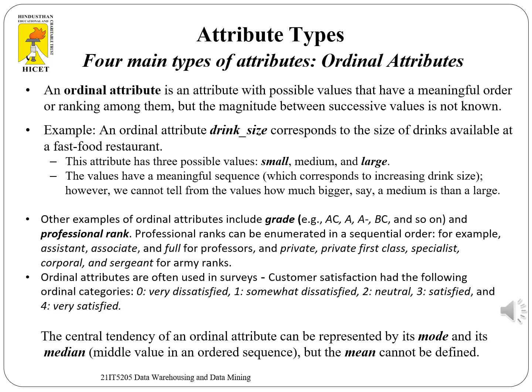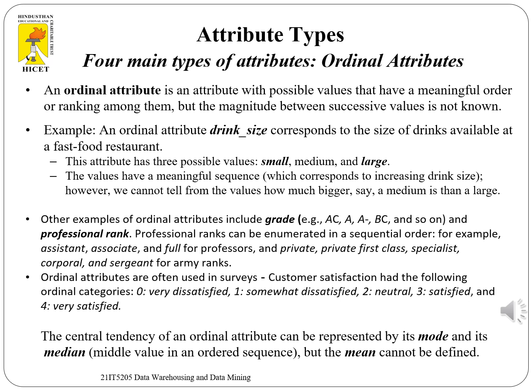Next, we are going to see the ordinal attribute. An ordinal attribute can have possible values that have a meaningful order or ranking among them, but the magnitude between successive values is not known. For example, take an ordinal attribute drink size, which corresponds to the size of drinks available at a fast food restaurant. The attribute can have three possible values: small, medium, and large. The values have a meaningful sequence, in increasing order.